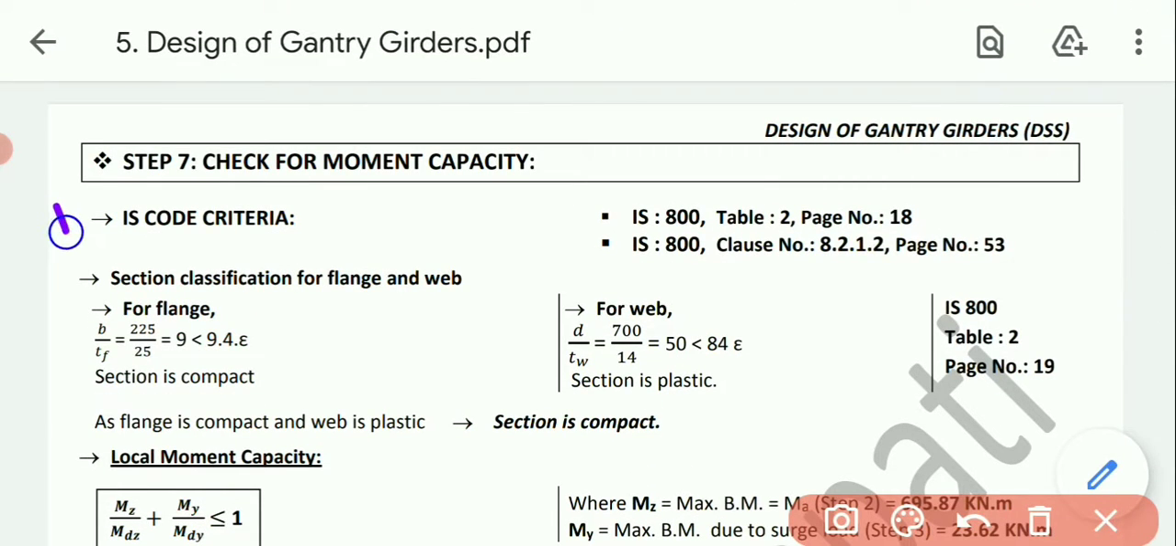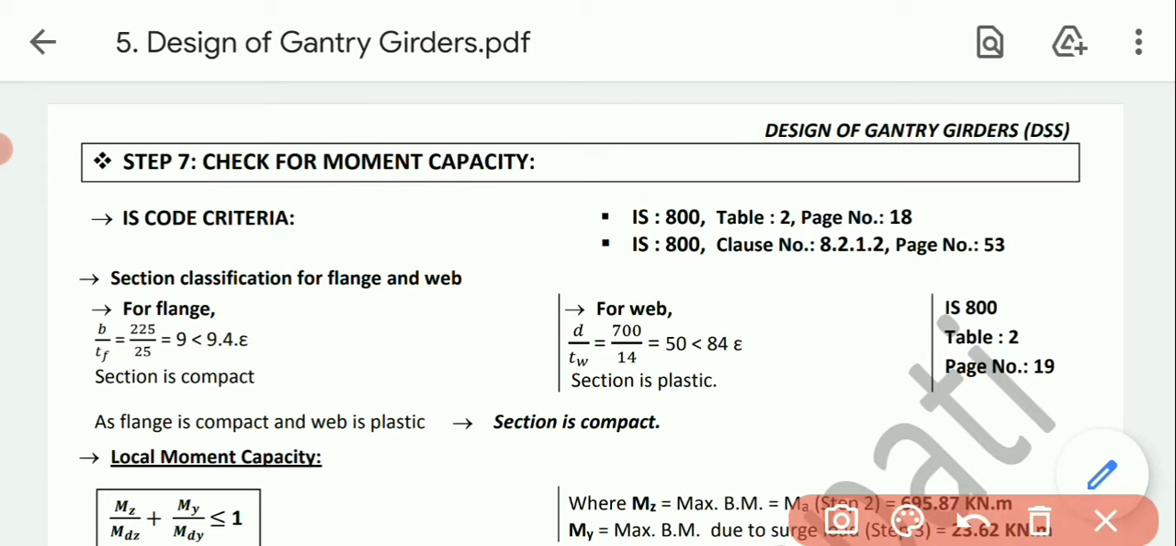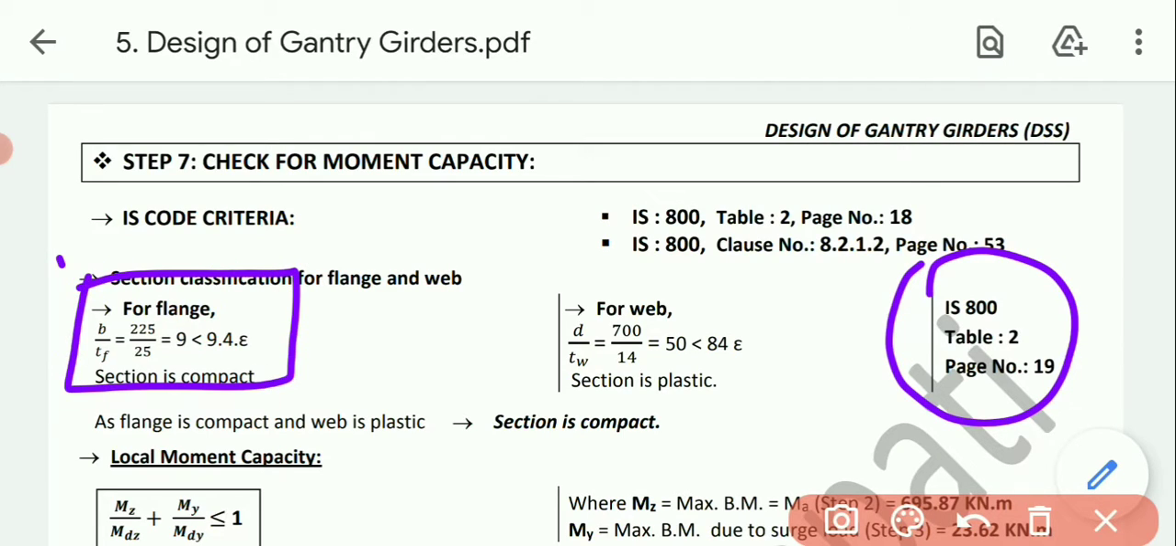So first of all, let's start with step number 7, check for moment capacity. To check the moment capacity, we all know that normally bending moment is usually resisted by the flange. So for that we need to provide the section classification for the flange as well as web. For that, table number 2, page number 19. Now the criteria for the flange and web is for the plastic and compact section.